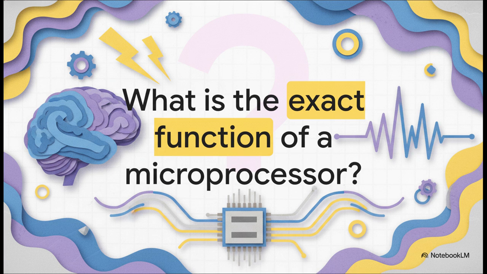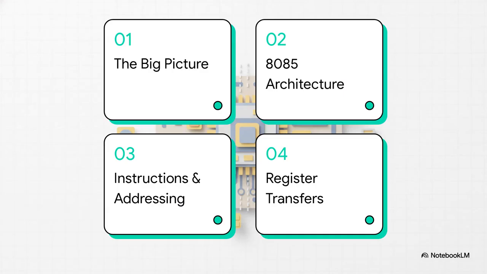It acts as the central processing unit on a single integrated circuit chip. It reads instructions from memory, performs calculations, and coordinates all the other components. It is literally the heartbeat of the machine. Okay, here's our roadmap for today. First, the big picture. Second, the 8085 architecture and registers. Third, instructions and addressing modes. And finally, register transfers and microoperations.